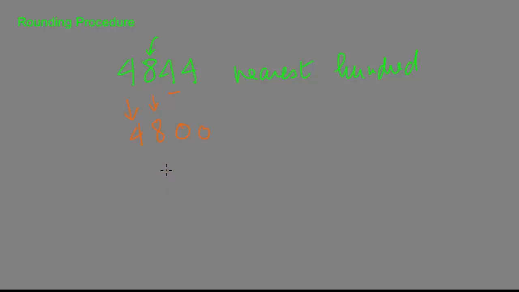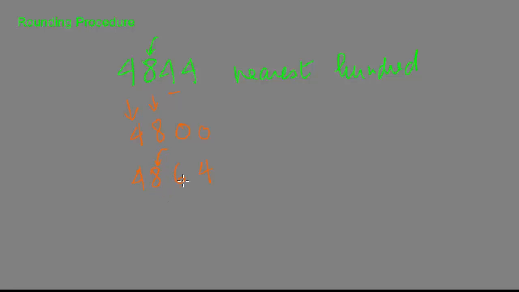Now let us use the same example, but this time I'm going to change the tens digit to a 6. So it's going to be the same number, 4, 8, but then instead of the 4 I'm going to have a 6, and the last digit is the same. So now again we want to round to the nearest 100. Again, the 100 digit is the 8.